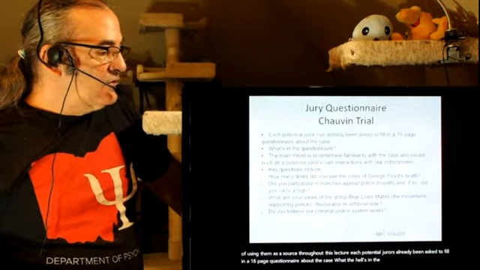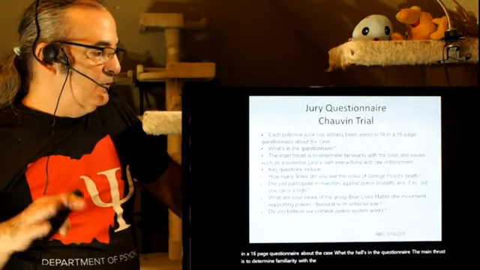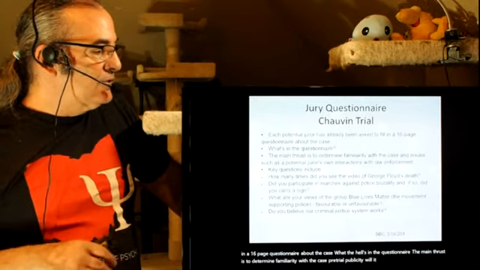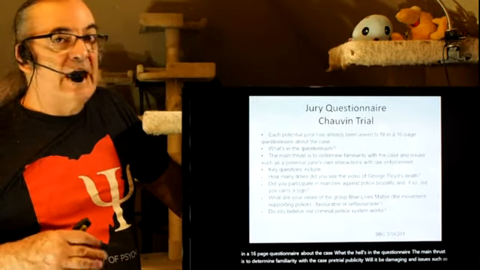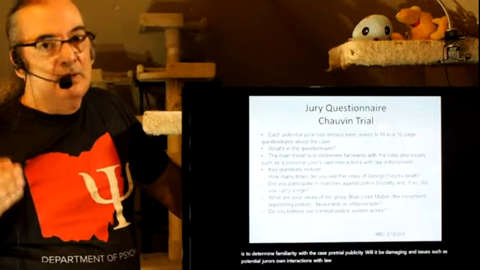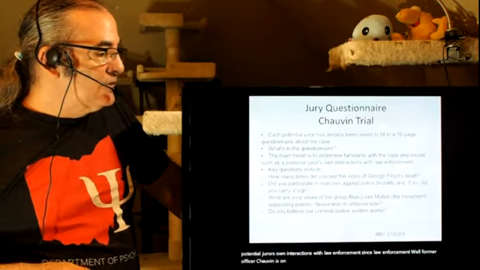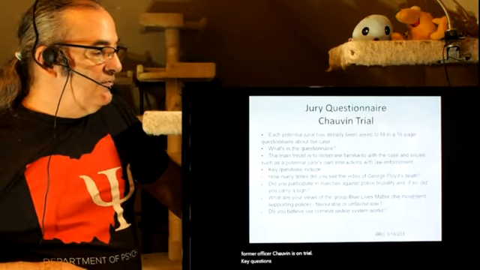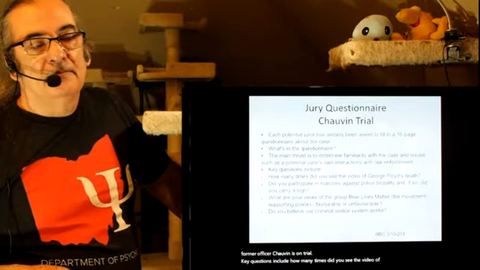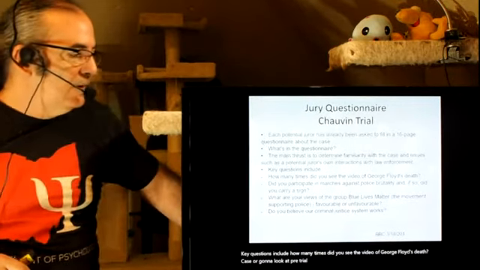The main thrust is to determine familiarity with the case, pre-trial publicity, will it be damaging, and issues such as potential jurors' own interactions with law enforcement. Since law enforcement, well, former Officer Chauvin is on trial, right? Key questions include, how many times did you see the video of George Floyd's death? Okay, so we're going to look at pretrial publicity here in this regard, right?